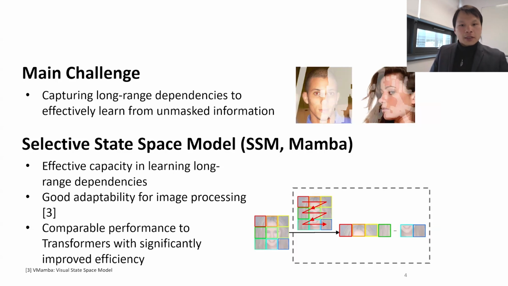Surprisingly, Mamba has comparable performance with transformers, but at the same time with significantly reduced computational overhead. It uses a lot less memory. It is a lot faster. So what Mamba really does is that given a 2D image, it serializes it into a one-dimensional vector. And then using the state-space model, it learns the long-term and short-term dependencies.